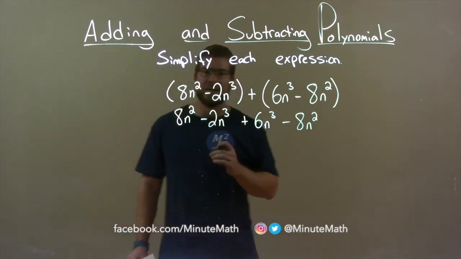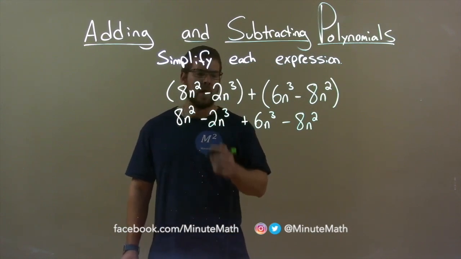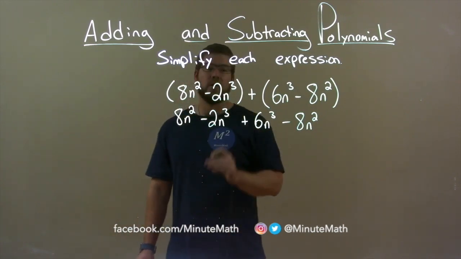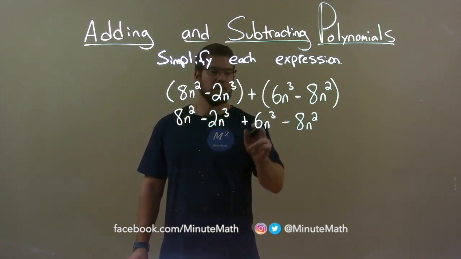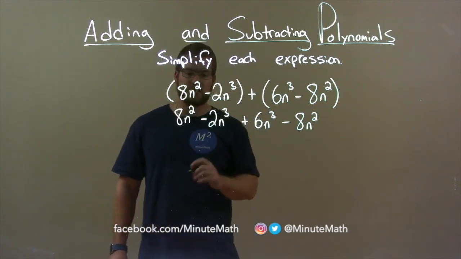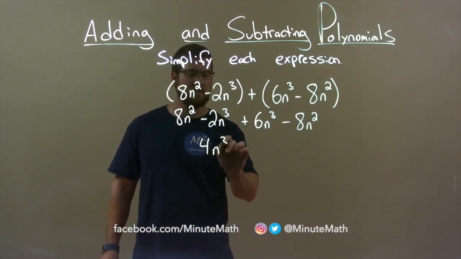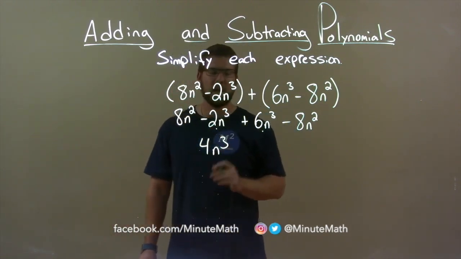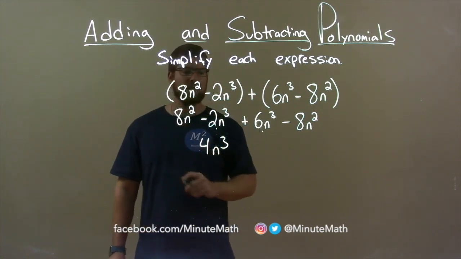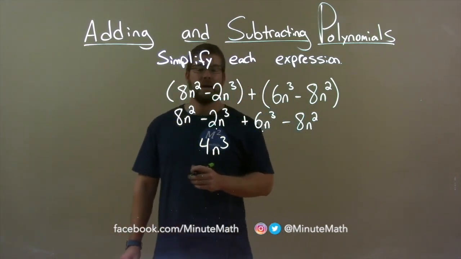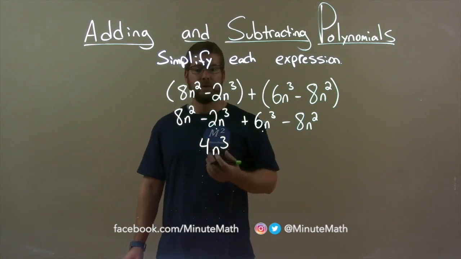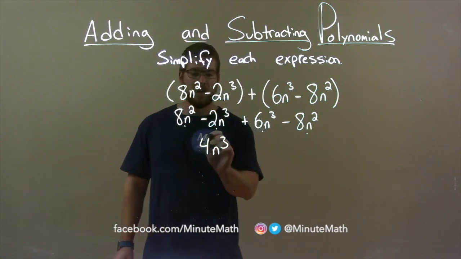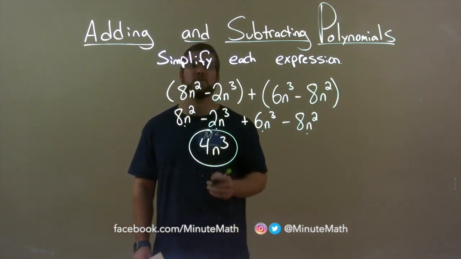Now I want to combine my like terms. I start with the highest degree though. I have a minus 2n to the third and a positive 6n to the third. The third power is my highest degree. Minus 2n to the third plus 6n to the third, look at the coefficients, is a 4n to the third. Now I put two dots underneath these two to show that I've used them. Next highest degree is squared. We have an 8n squared minus 8n squared, and that cancels out. That's going to be a 0, right? 8n squared minus 8n squared is 0. Don't need to write a 0 down, and so our final answer here is 4n to the third power.